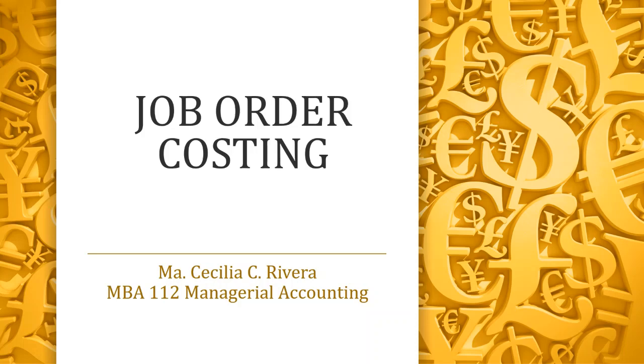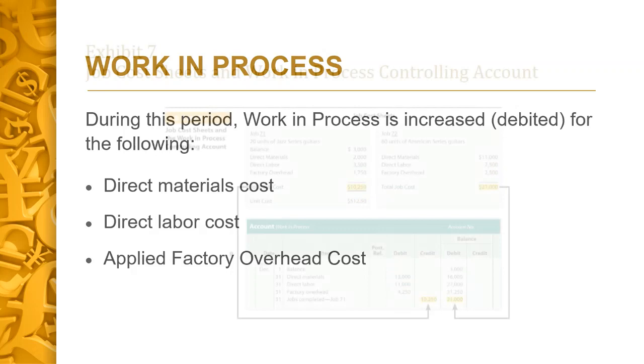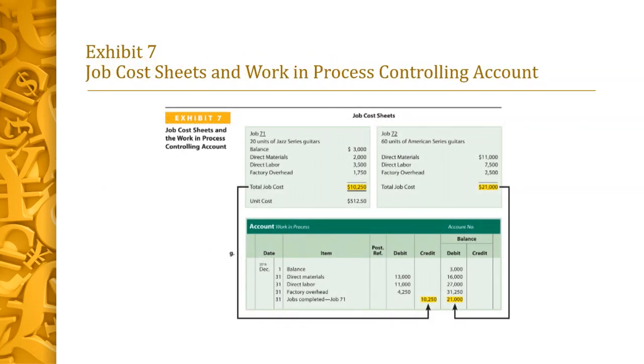Now let's talk about the work in process in relation to the order costing topic. The work in process during this period is increased or debited for the following: direct materials cost, the direct labor cost, and the applied factory overhead cost. To illustrate, the work in process account for Legend Guitars is shown in Exhibit 7. The balance of work in process on December 1, 2016, or the beginning balance, was $3,000.